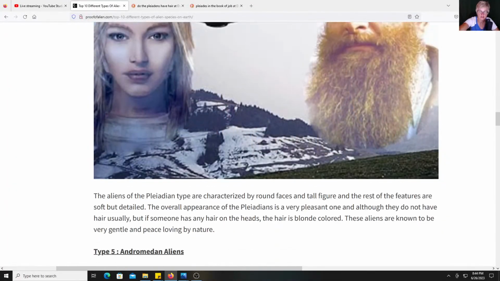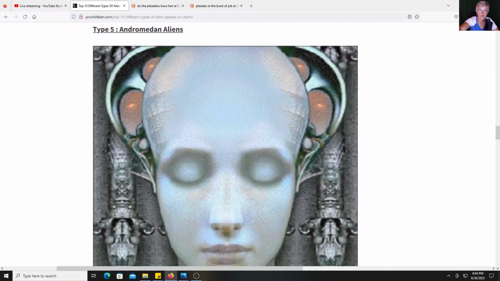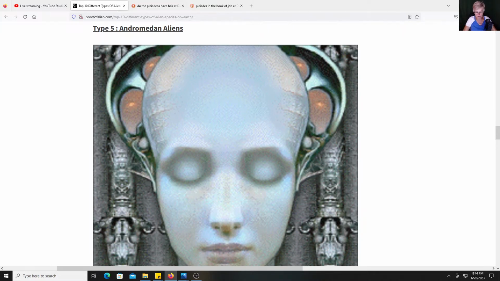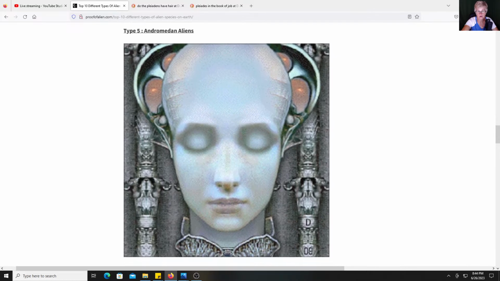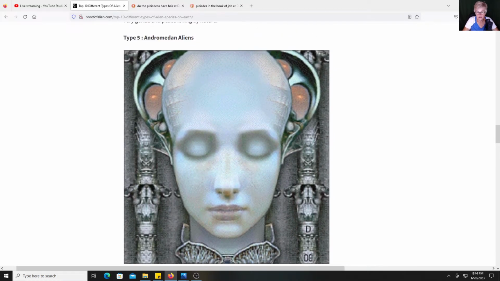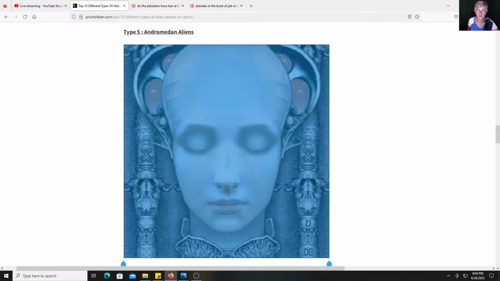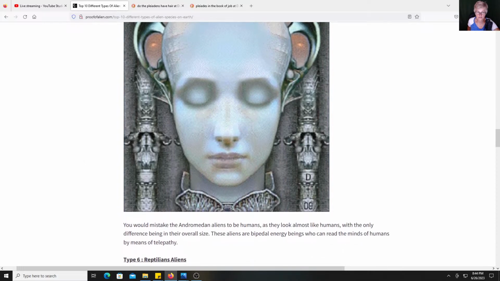Okay, so we don't know about that. We're going to go on to the next one. Right now is where we're going. Yeah, we can do it. We're going to do it. The Andromedan aliens, type 5. Now, I've heard of them, and I know a lot of people have heard of the Andromedans. They look very intelligent. They do. A higher evolved. Let's see what it says.